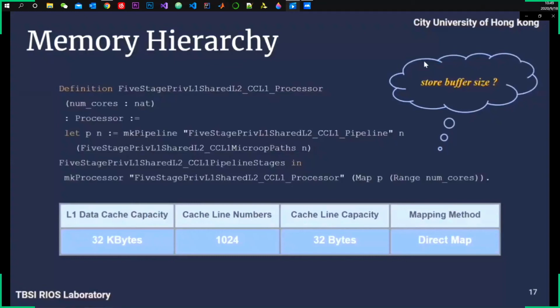The L1 data cache has a capacity of 32 kilobytes, with 1,024 cache lines. Each has a capacity of 32 bytes. The mapping method in our model is direct map.